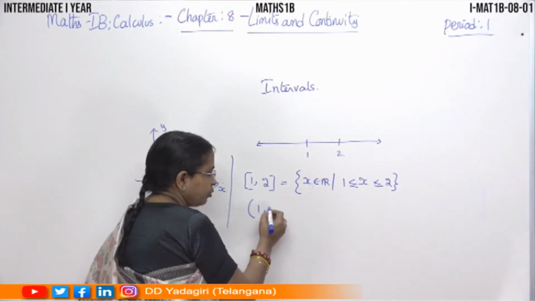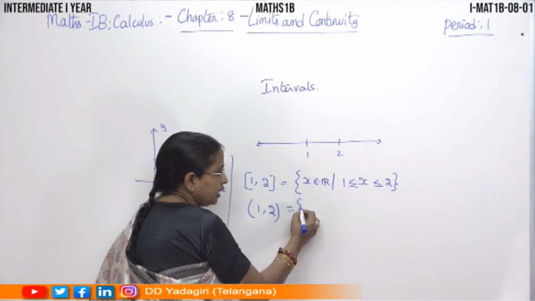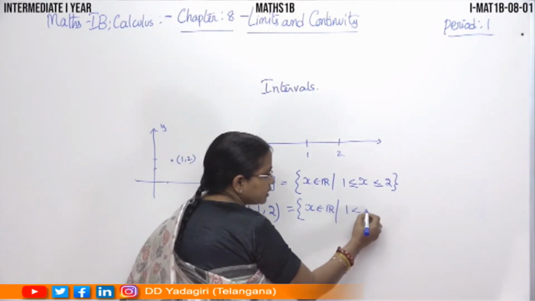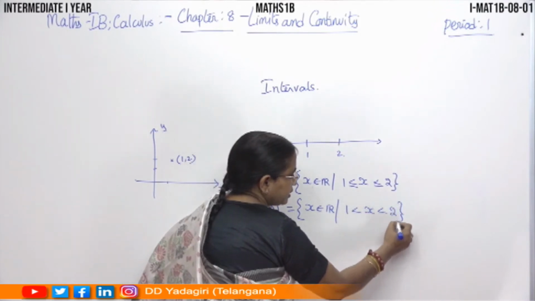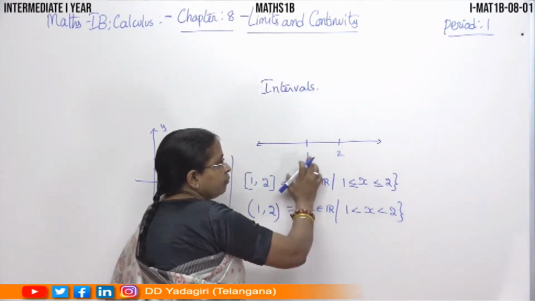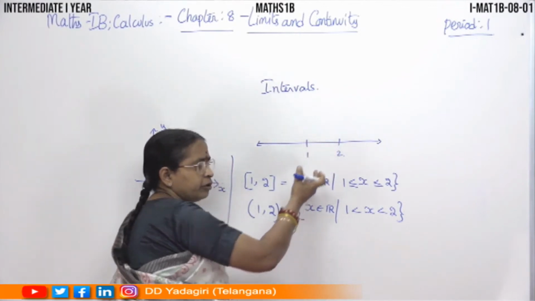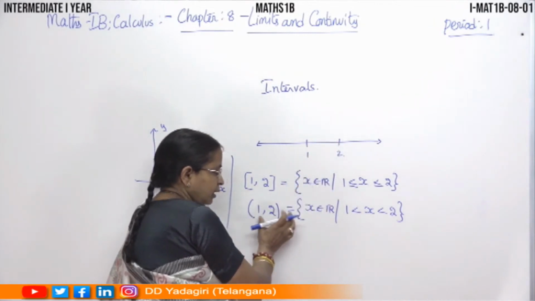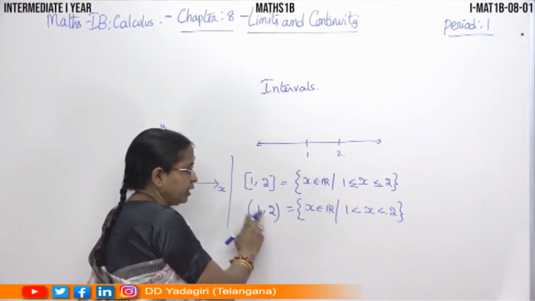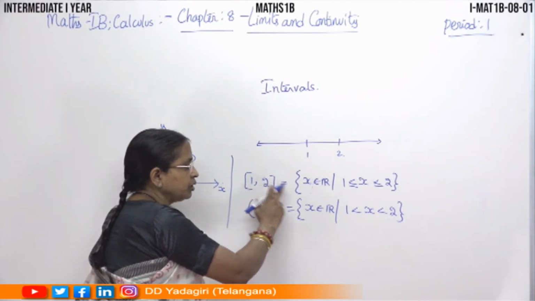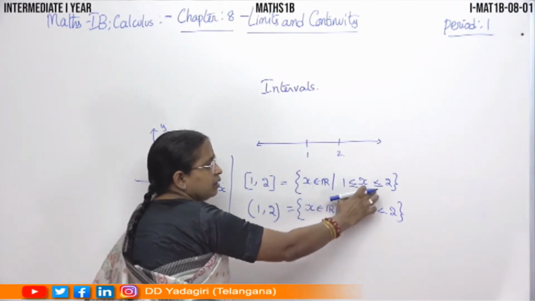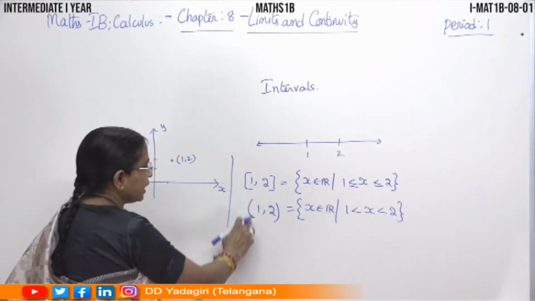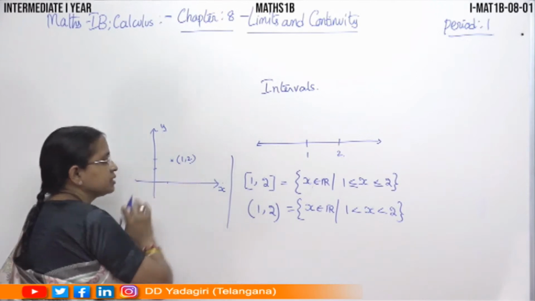Now suppose I write open brackets like this. Then it is the set of all x such that x is a real number and 1 is less than x is less than 2. That means 1 and 2 are not there, but all numbers after 1, we don't know what the number is, all real numbers lying between 1 and 2 are in this set. Now this is an open interval. If you include 1 and 2, then you have to write closed brackets. So this is an interval. Here it is a point.